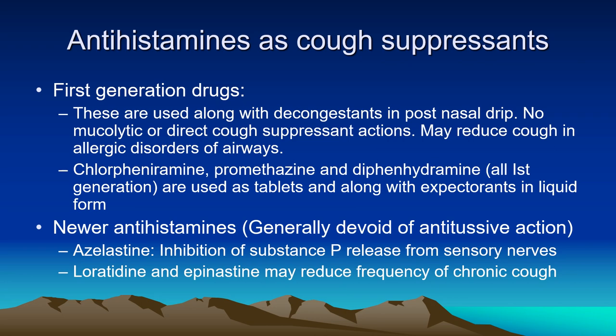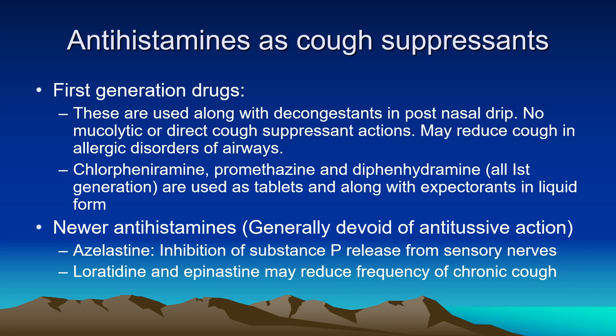Now the role of antihistamines as cough suppressants. The first generation old drugs along with decongestants are approved for the treatment of cough due to chronic sinusitis with post-nasal dripping. Antihistamines do not have mucolytic or direct cough suppressant actions. The only effect is that they reduce cough in allergic disorders of the airways. Chlorpheniramine, promethazine, and diphenhydramine are used as tablets or in cough formulas in liquid form. Newer antihistaminics, which are second generation non-sedating drugs, do not have significant antitussive activity.